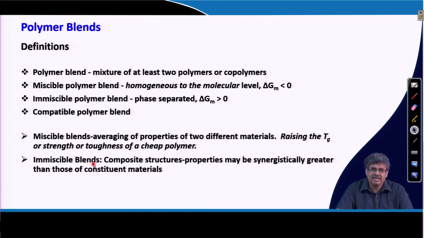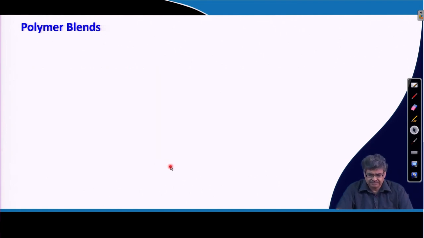And immiscible blends are a composite structure, and properties are synergistically greater than those of the constituent materials. Sometimes immiscible blends or compatibilized blends are deliberately created so that the property or the performance of these blends is better than the individual constituents.